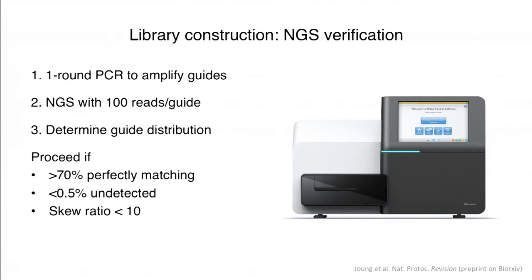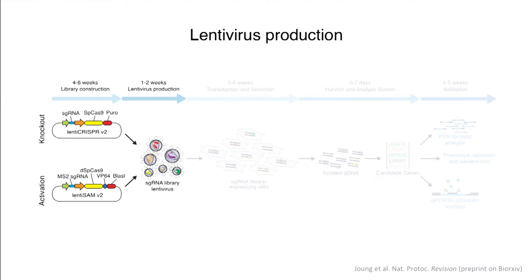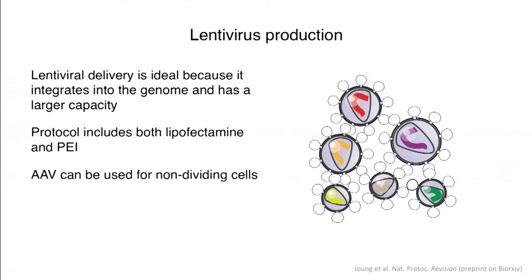And so next is the lentivirus production. For screening, we recommend using lentiviral delivery because most screens are either positive or negative selection, which means they depend on cell growth or death. And the lentiviral delivery is ideal because it integrates into the genome and has a very large capacity. So it allows us to have a single vector with the Cas9 and the guide on the same vector.